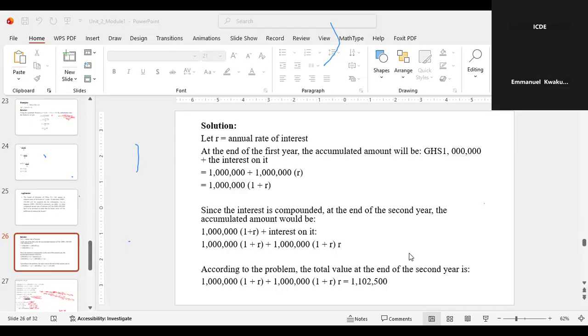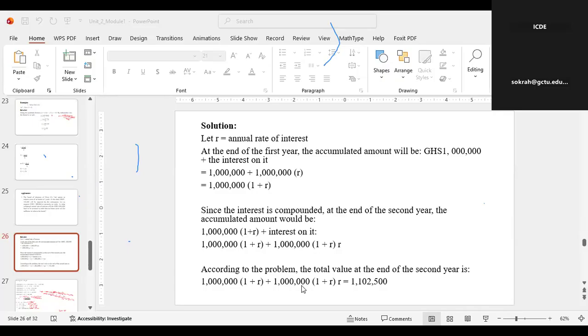Yes. Good. So we will just equate this statement here to the 1,102,500 cities that the question gave us. So that is what I have done here. I've just equated this to that figure. So that's what you see here. Then from here, we can now solve for R. We can now make R the subject by applying our quadratic equation.